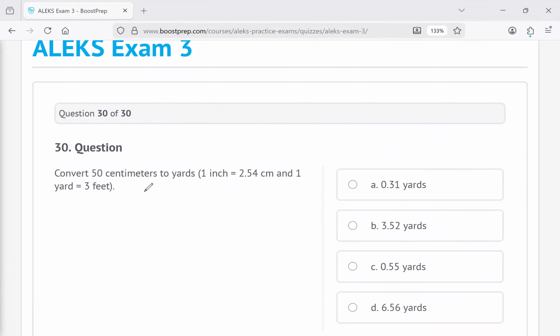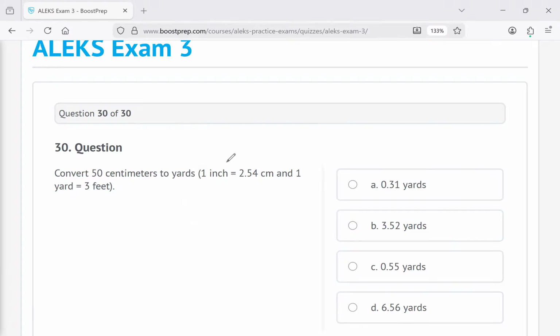Convert 50 centimeters to yards. Okay, so we have to convert 50 centimeters to yards, and they give us these clues. 1 inch equals 2.54 centimeters, and 1 yard equals 3 feet. So we're going to do dimensional analysis. We'll just write it as one single fraction. I think that's the easiest.